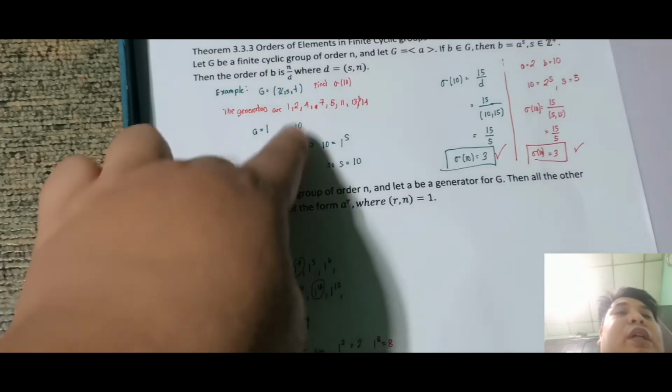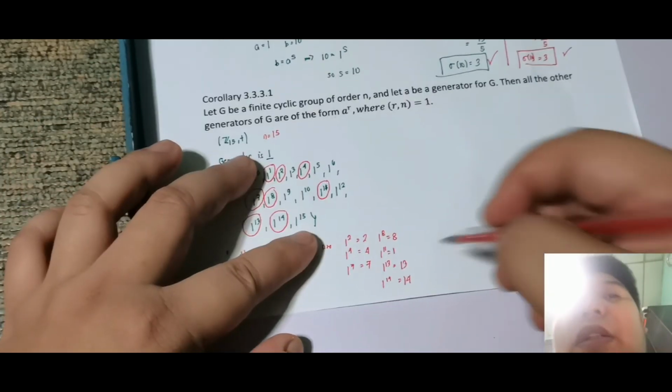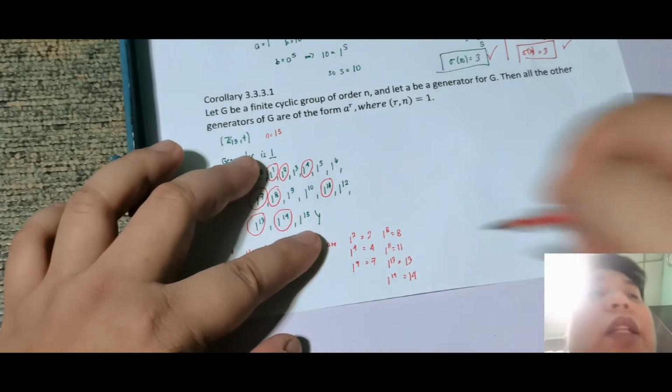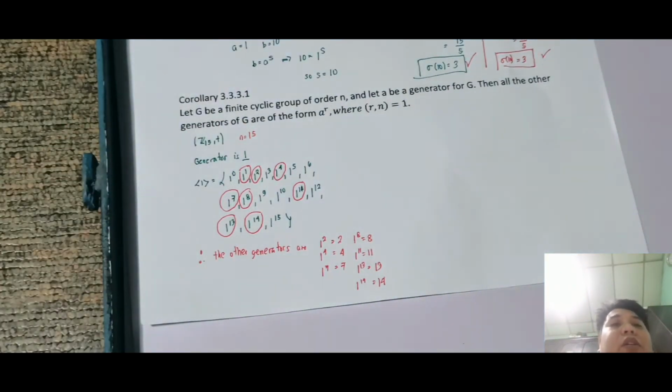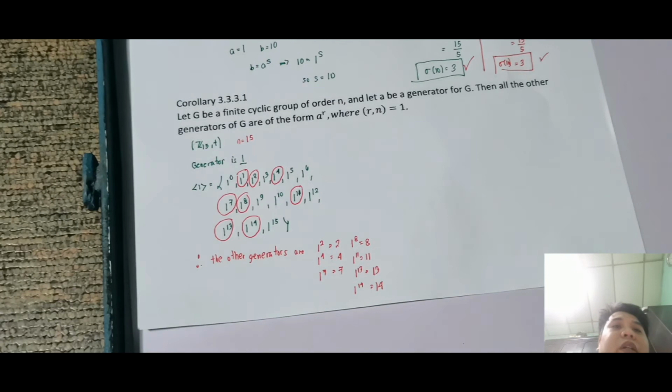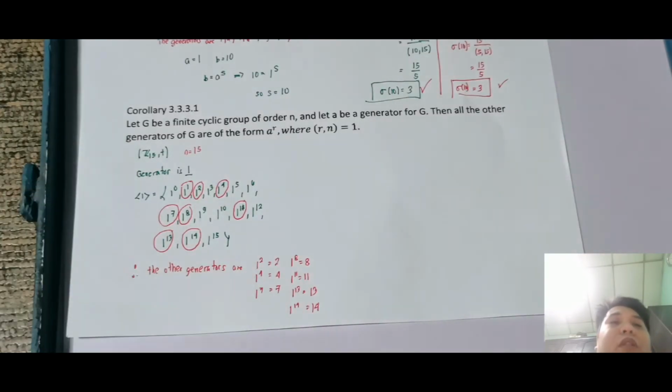So, tama ba tayo ng generator base na nakuha natin kanina? That's 1, 2, 4, 7, 8, 11, 13, and 14. So ayan yung other generators. So hoping na nakatulong tong part na to. So again, hindi lang applicable to sa C sub 15.